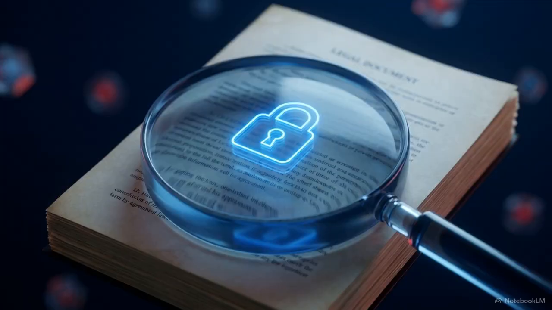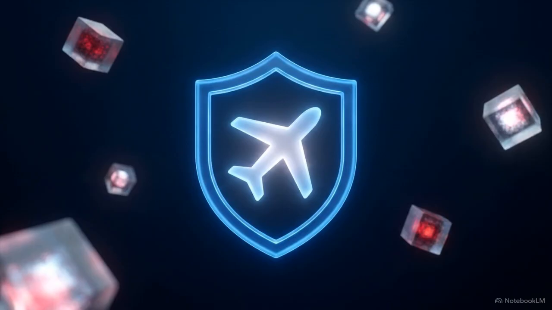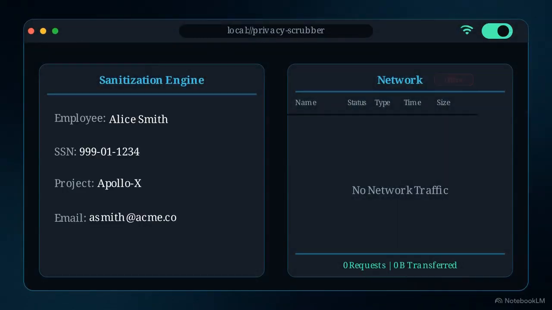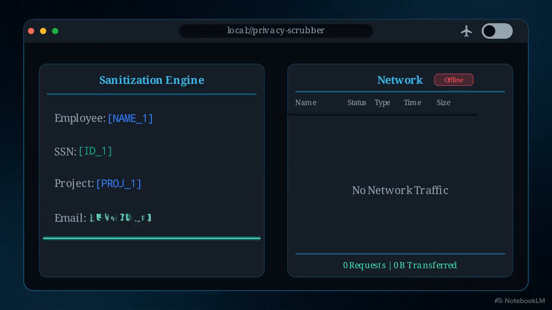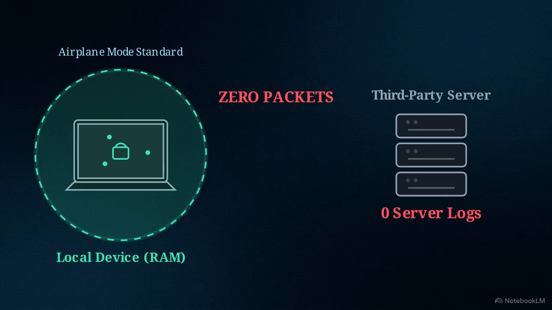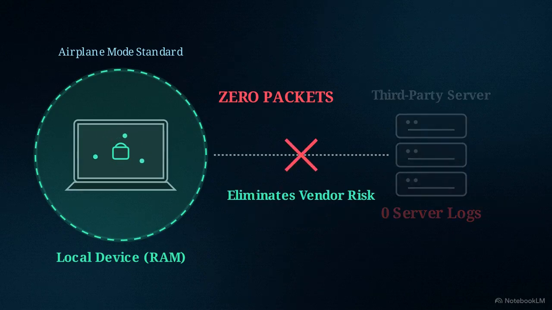Security tools should rely on verifiable architecture, not promises hidden in privacy policies. We prove this zero-server architecture through the airplane mode standard. If you load the extension and then disconnect your internet, the data sanitization engine continues to function. You can open your browser's developer tools and see 0 packets transmitted while the data is cleaned. 0 network packets mean 0 server logs. The data never leaves your machine, eliminating third-party vendor risk.